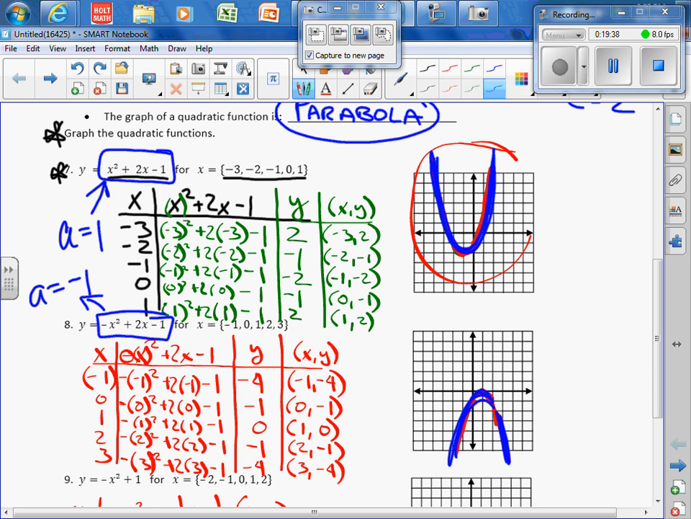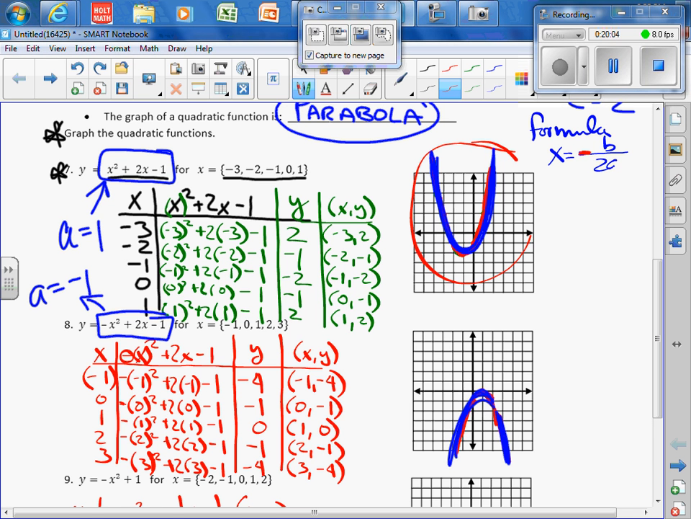Here's how you find the vertex. We have a formula that says x is equal to negative b over 2a. There's a negative sign there. Now we're going to use this formula to find the vertex. That's not the formula for the vertex, but it's the formula that we're going to use to find the vertex.